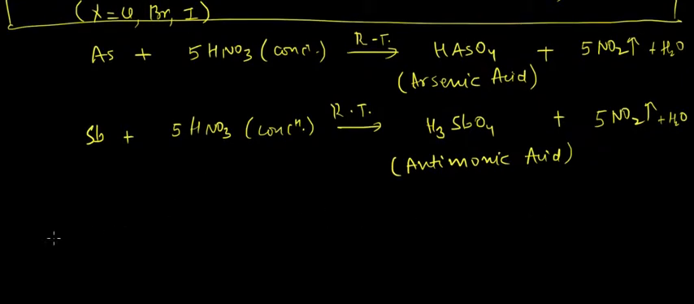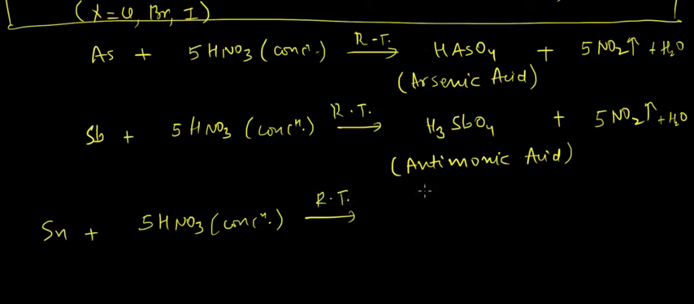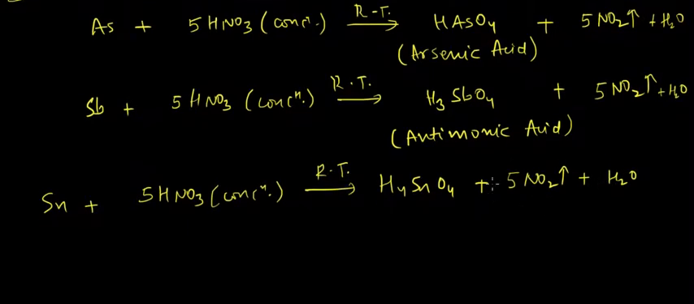Okay, then we have an exception rule here. Tin, which reacts with 5HNO3, concentrated at room temperature, forms H4SnO4 plus 5NO2 plus H2O. Okay, this is stannic acid.